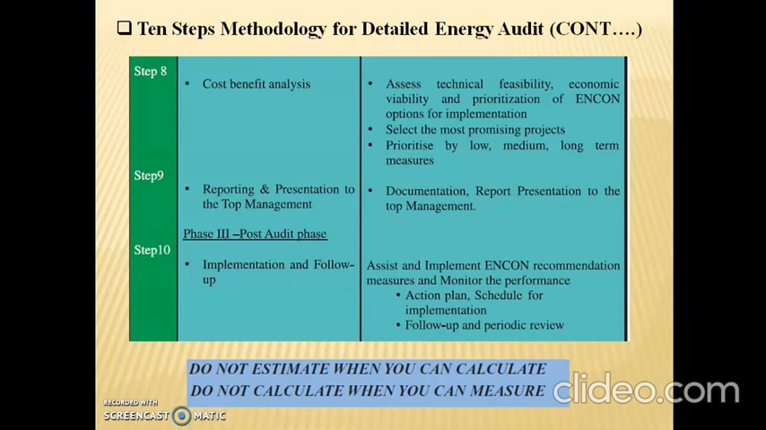Clear? And the most important thing while conducting the detailed energy audit is: do not estimate when you can calculate, and do not calculate when you can measure. So measurement is a very important thing which will give you real-time and accurate data.